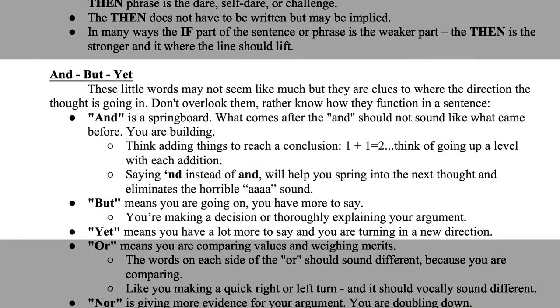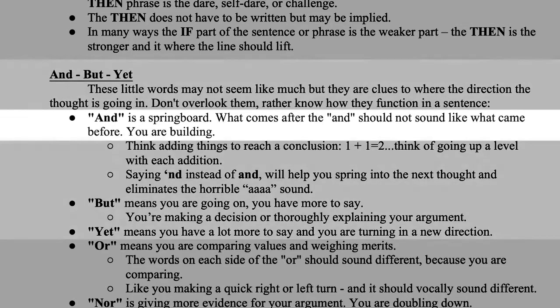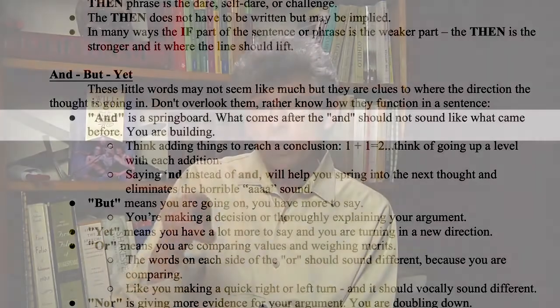Moving on to the next small words: and, but, yet. These little words may not seem like much, but they're clues to where the direction of the thought is going. Don't overlook them and know how they function in a sentence. And is a springboard. It lifts you into the next thought. Hamlet said, "Inexplicable dumb shows and noise." He springs into the next thought.